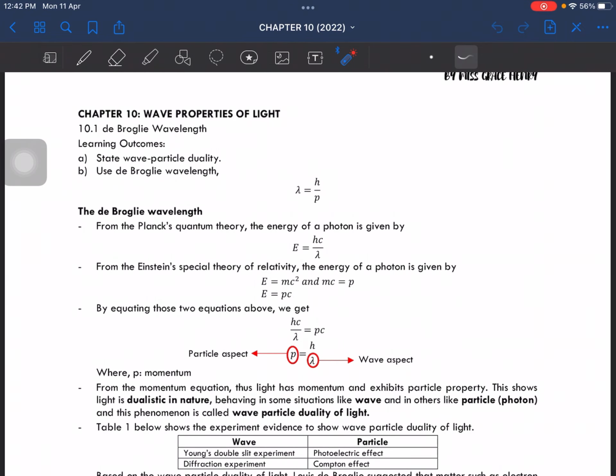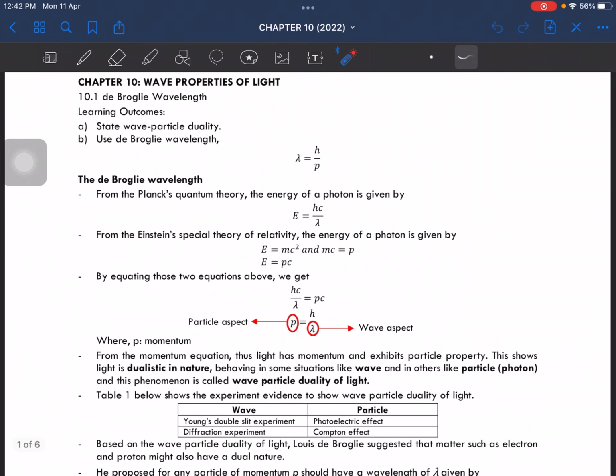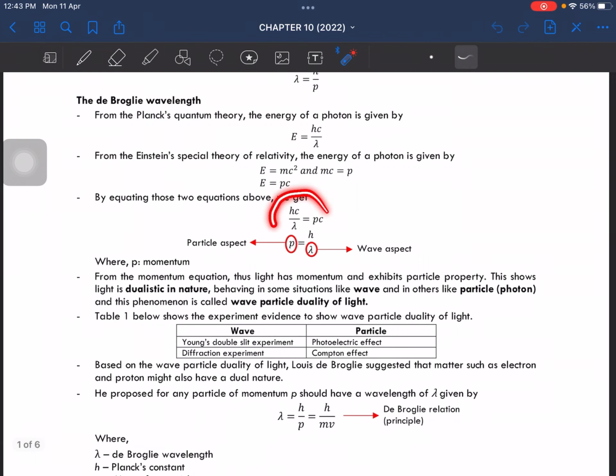So we know that from Planck's quantum theory, the energy of a photon can be calculated using this equation here. And then we know that from Einstein's special theory of relativity, the energy of a photon is given by this equation here, or this one. Okay, so if we equate these two equations together, we can then get this equation here, which is shown here.